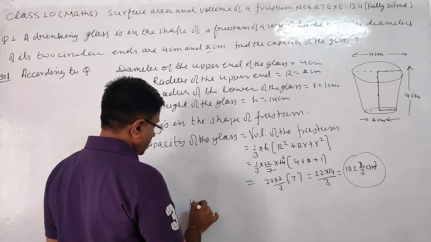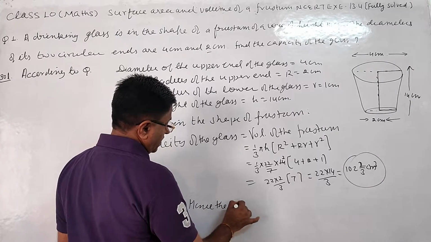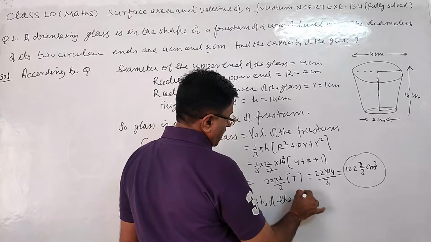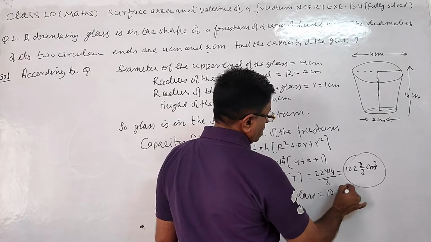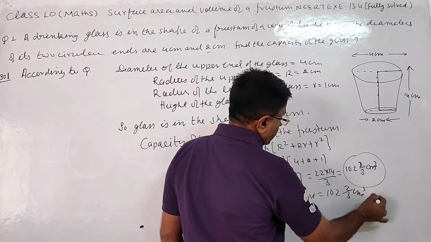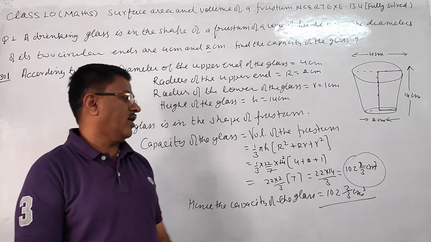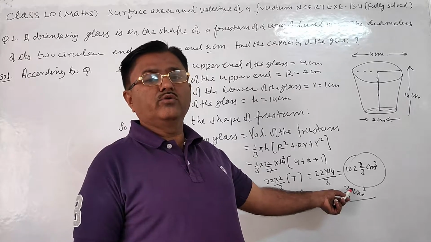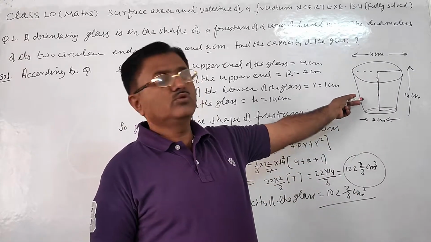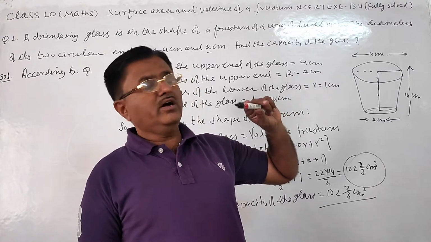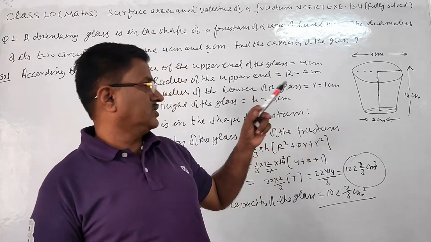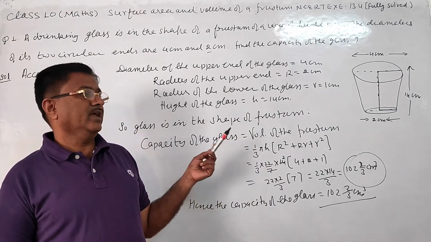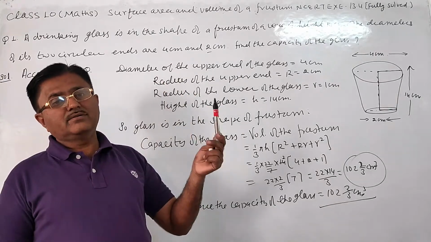At last we write the capacity of the glass: 102 and 2 by 3 cubic centimeter. So dear student, you can find the capacity of the glass as 102 and 2 by 3 cubic centimeter. With the help of the figure, you can easily understand which area or which volume we have to find out. So in this way, one can find the volume, correct?